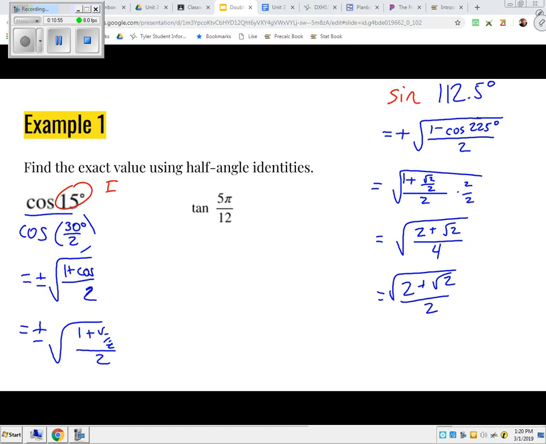All right, tangent 5 pi over 12. Oh, we switched to radians. If you want to switch to degrees, go for it. I'm not. So this tangent of 5 pi over 12 is half of what nice angle? 5 pi over 6? You agree to take 5 pi over 6 and halve it, you get 5 pi over 12? You just multiply the bottom by 2. Right. 5 pi over 6.